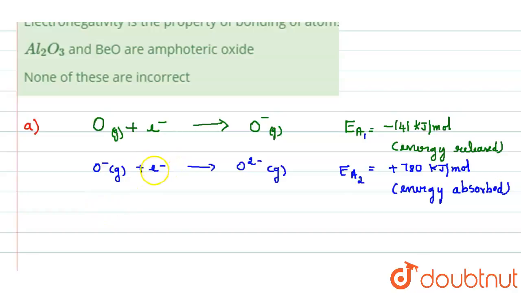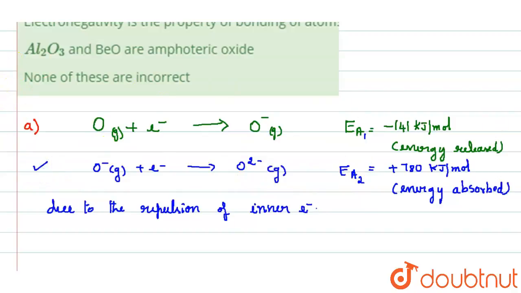As we are adding the electron, there will be extra repulsion from the inner electrons. So what is the reason here? Due to the repulsion of inner electrons, energy will be absorbed. So option A should be the correct statement.